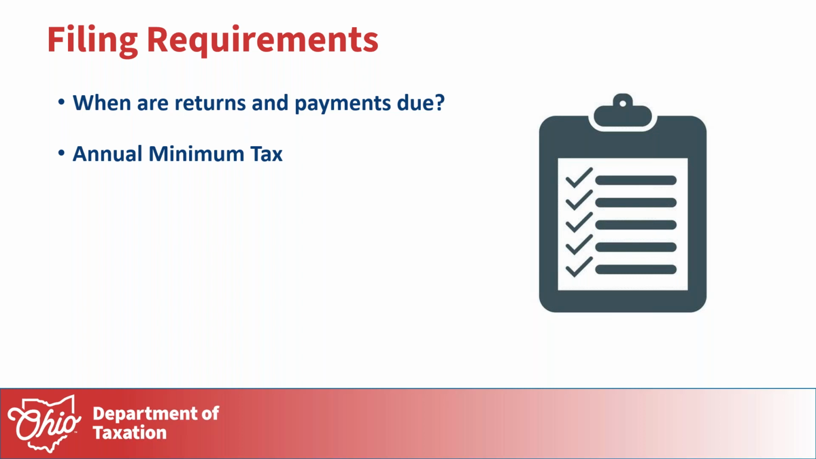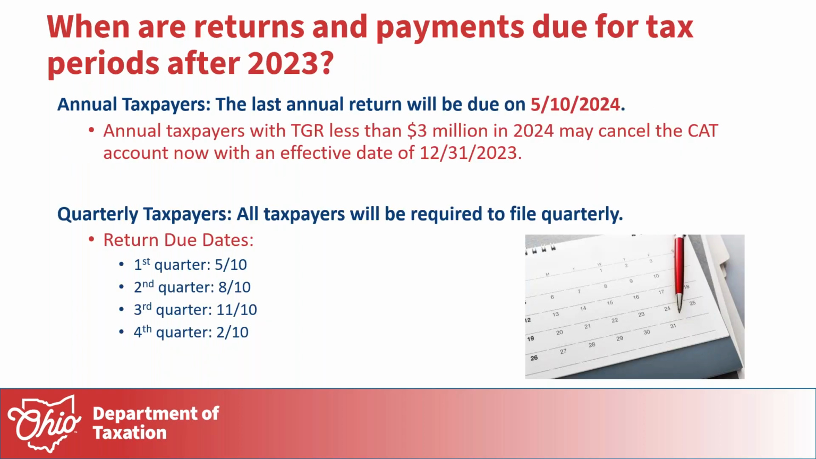For filing requirements, let's talk about when payments and returns are due, and then annual minimum tax. So what has changed with the annual minimum tax? Beginning in 2024, annual filer status will no longer be available. So that annual return beginning this year will no longer be there for you because we don't have annual taxpayers anymore. All taxpayers that remain subject to the CAT will be required to file quarterly.